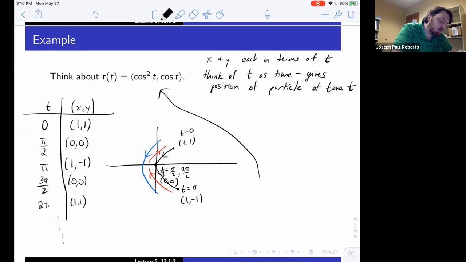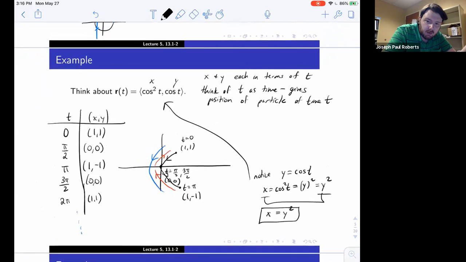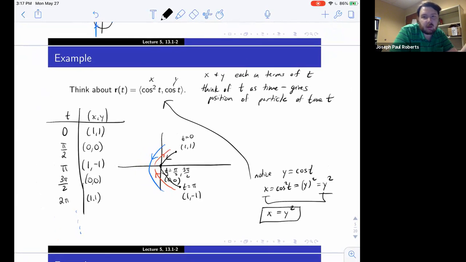But when you look at this example, cosine squared t, comma, cosine t, you start to realize that it's saying that y is cosine t, because at the end of the day, you want to think of the components as the x and y coordinates of points on your curve. So if y is cosine t, and x is cosine squared t, well, cosine t is y. So essentially I've found that x is y squared. And so that's what I mean by eliminating the parameter: I've gotten rid of t, and I've found a relationship between x and y that helps me make sense of this.